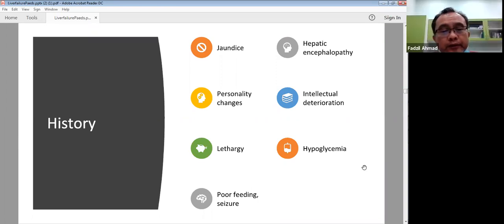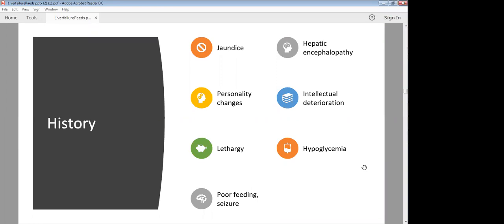Alright, so from the history, of course we need to look for jaundice. Usually it can cause prolonged jaundice. What is prolonged jaundice? Jaundice of more than 14 days.